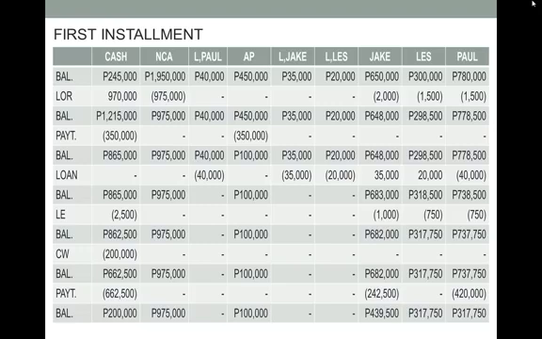Then, get the balances after the loss on realization. So, cash, 1,215,000. Balance of non-cash asset is 975,000. Then, loan from Paul of 40,000. Accounts payable of 450. Loan to Jake and Les of 35 and 20 respectively. Then the balance after the loss on realization allocation for Jake is 648,000. For Les is 298,500, and then to Paul 778,500. That's the balances after sale of non-cash asset.